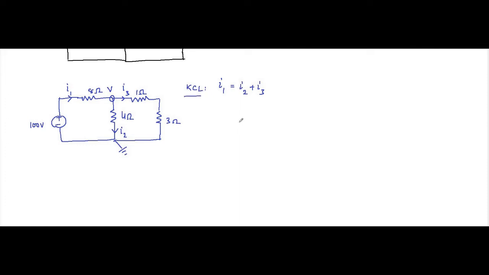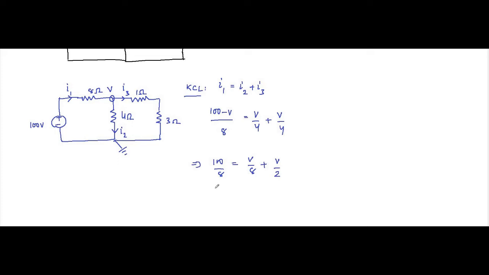Then we'll replace I1, I2 and I3 with their equations, higher potential minus lower potential by resistance involved. So I1 is 100 minus V by 8, I2 is equal to V by 4, and I3 is also V by 1 plus 3, which is 4. That implies 100 by 8 is equal to V by 8 plus V by 4 plus V by 4, 2V by 4 is equal to V by 2.